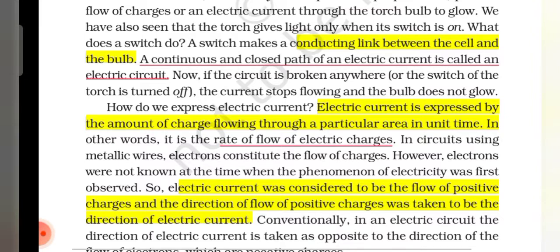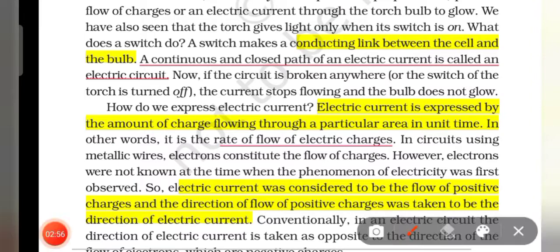Here only you can derive the formula of electric current. Electric current is denoted by I, and it is the amount of charge flowing per unit time, so it will be Q by T. So the formula of electric current will be I equals Q by T. I hope it is clear.